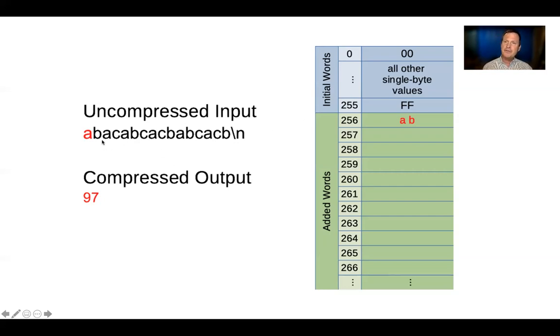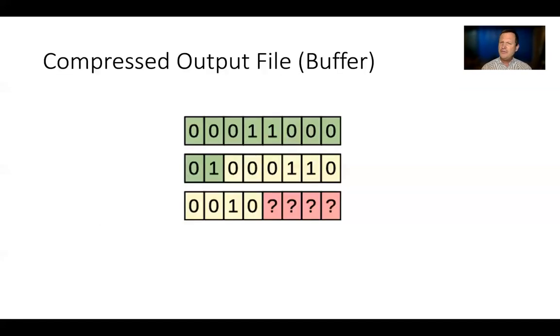So the compressor always tries to write out the code for the longest word that's in the dictionary. So B is in the dictionary. Again, it's one of those first 256 words, but BA is not. So we'll have to write out the code for B. That's a 98. But let's go ahead and add B plus the next character, BA, to the dictionary in case we see it later. So now the compressed output has 2 codes in it.